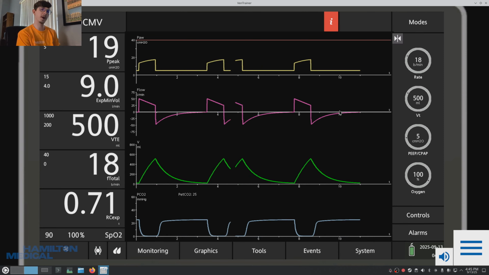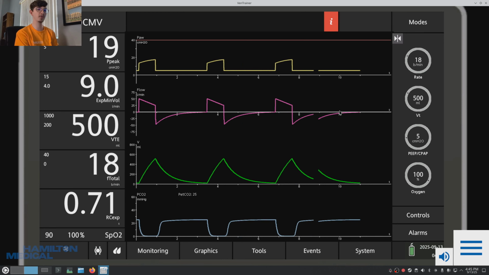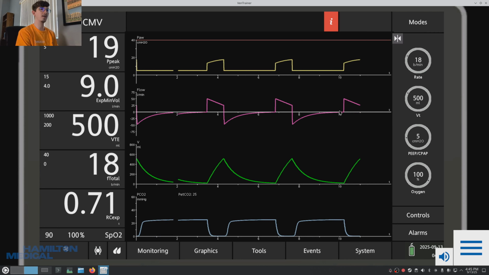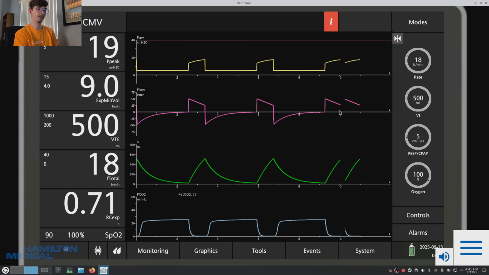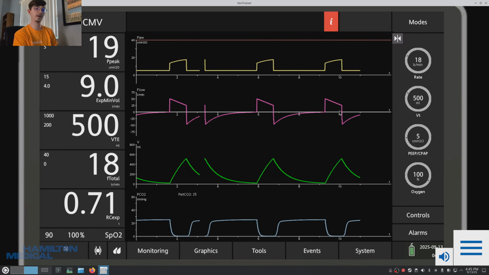Now, since we've talked a little bit about assessing data, let's talk about troubleshooting and what can go wrong. We've already talked about patient-ventilator desynchrony in the form of flow starvation and missed triggers, but there's actually another one as well, which is called auto trigger, also known oftentimes as auto cycle.